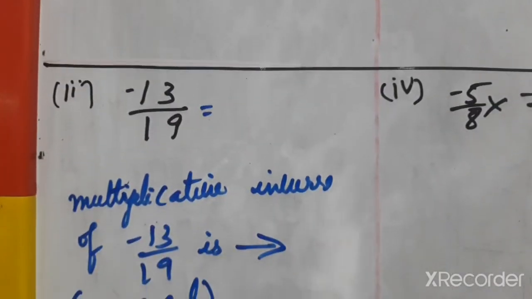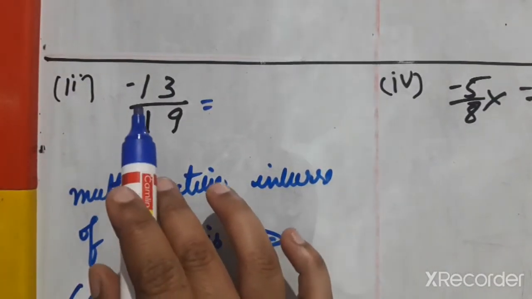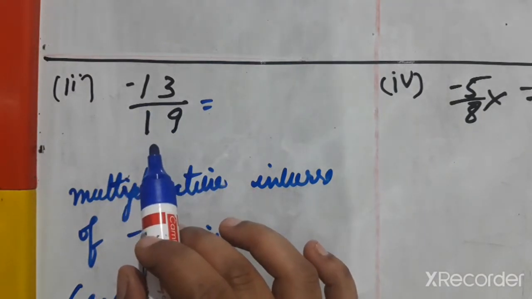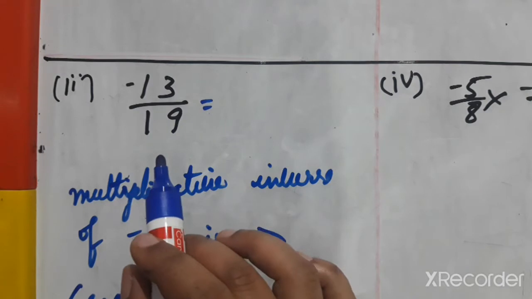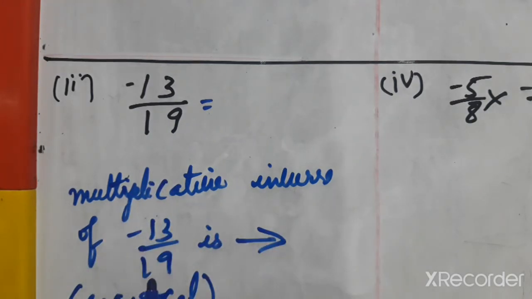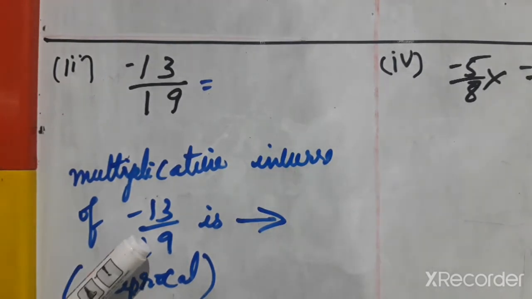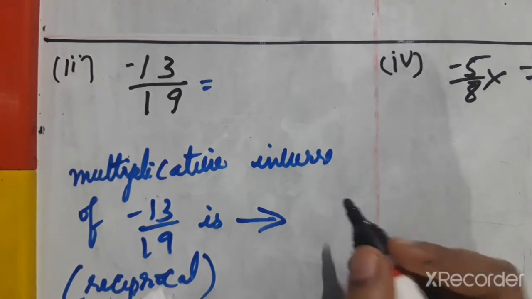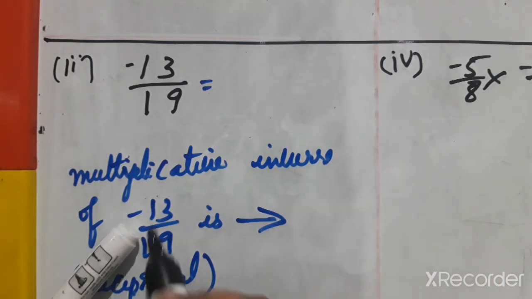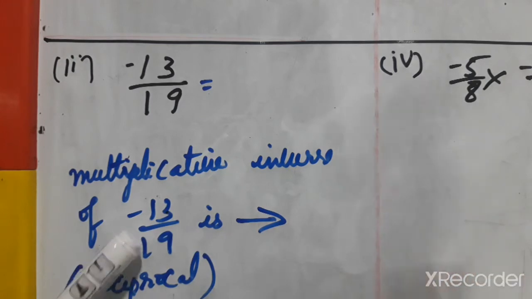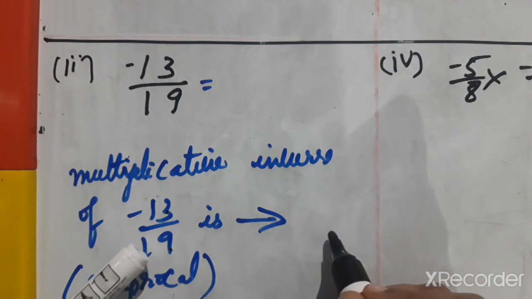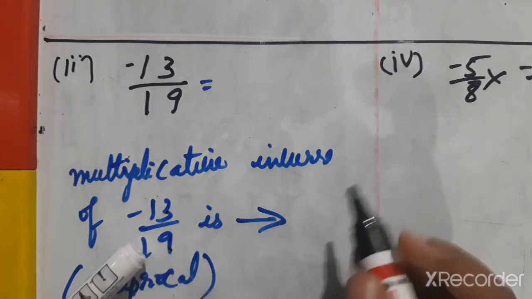Now the next question, the second one, find the multiplicative inverse of minus 13 by 19. It is in a rational form, the form of P by Q. Now we have to write the multiplicative inverse of this number. The multiplicative inverse of minus 13 by 19 is the reciprocal. Reciprocal means the numerator will become the denominator and the denominator will become the numerator. What is above we write below, and what is below we write above.